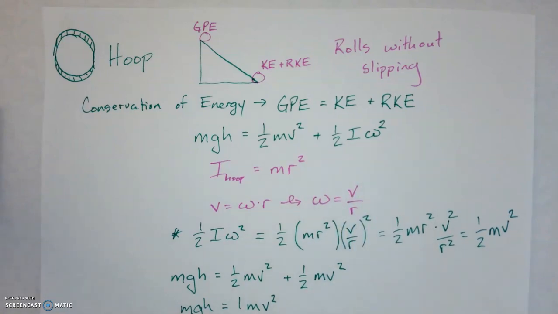Okay, so we need a couple extra bits of information here because we know the moment of inertia of a hoop is mr squared. And we know the relationship between omega, which is the angular velocity, and v, the linear velocity. This relationship was given here, and we can rearrange that so that omega is equal to the velocity divided by the radius.